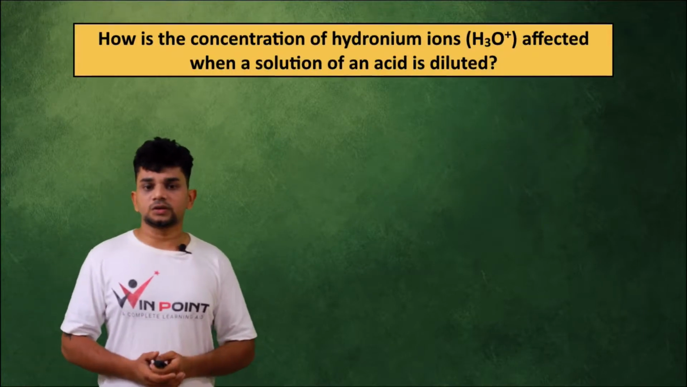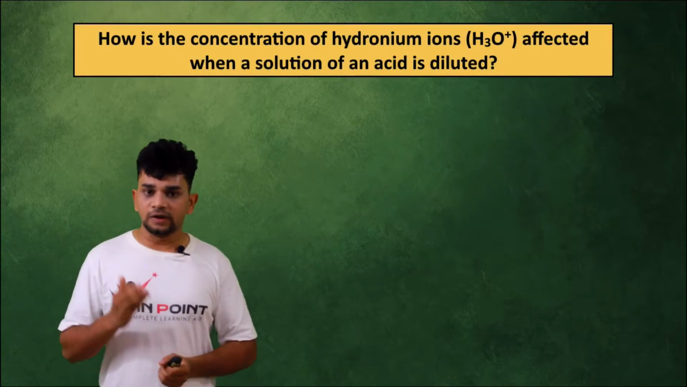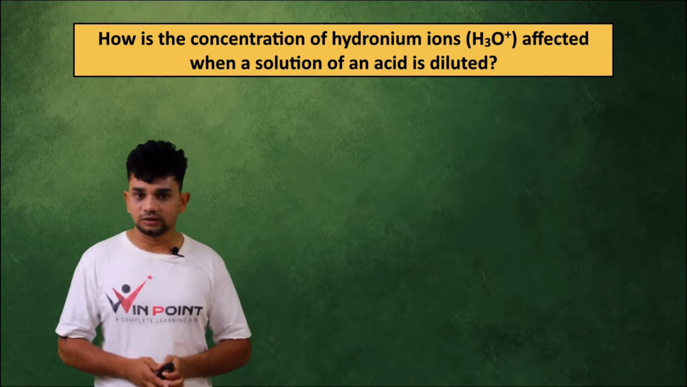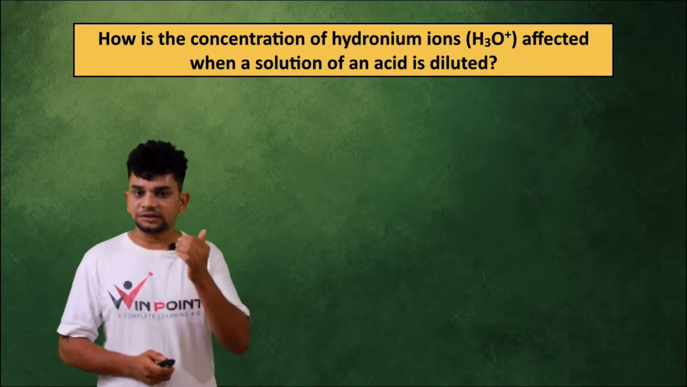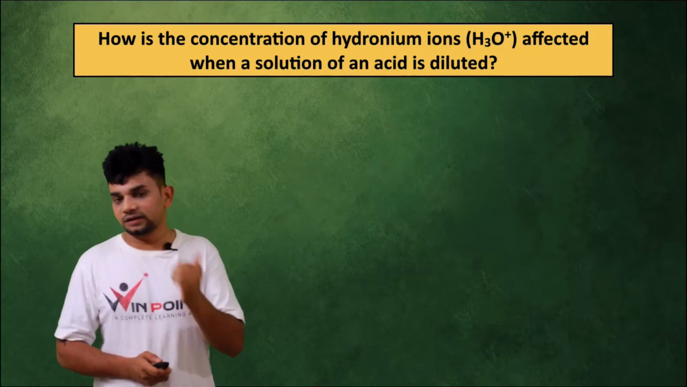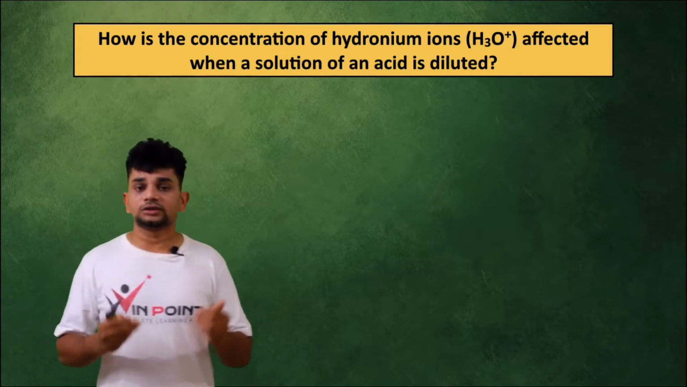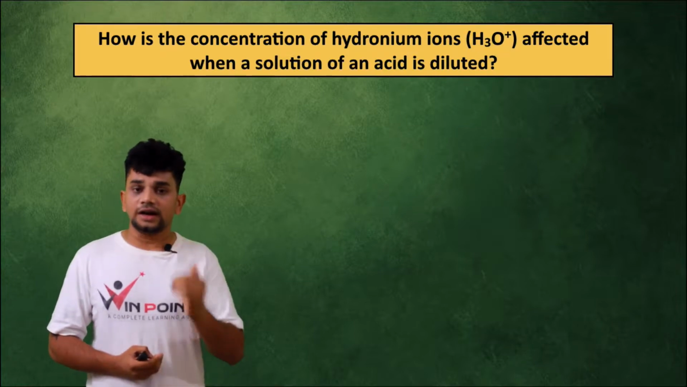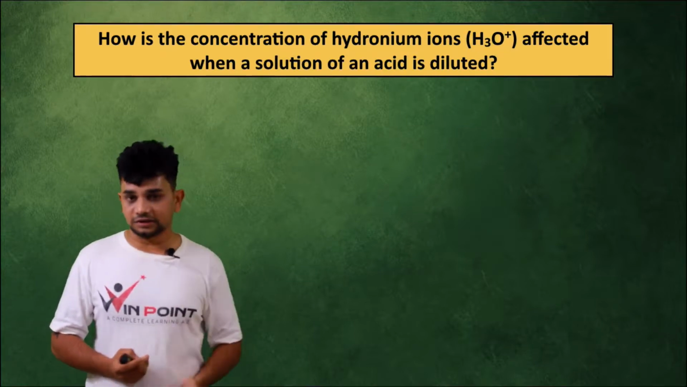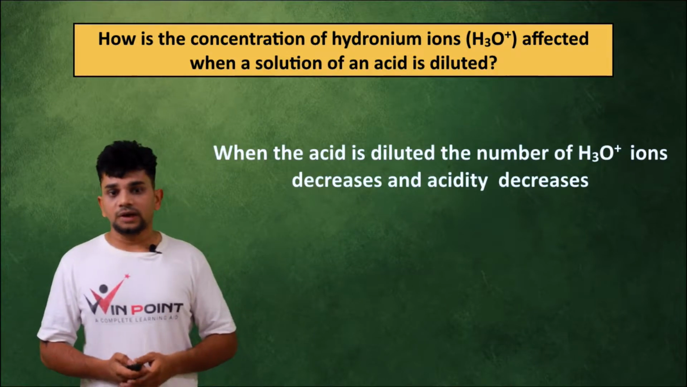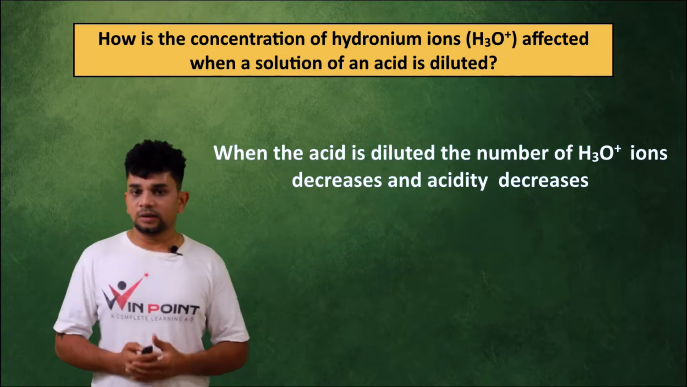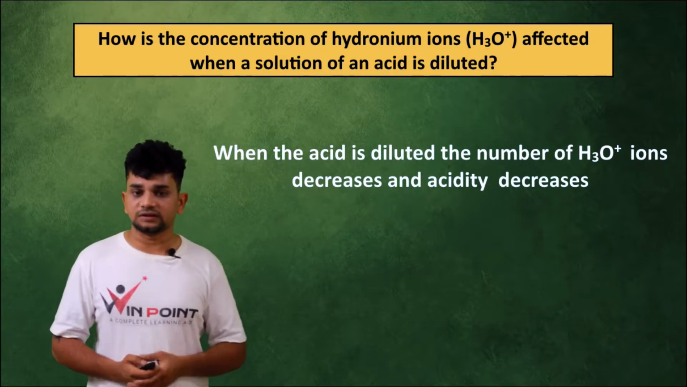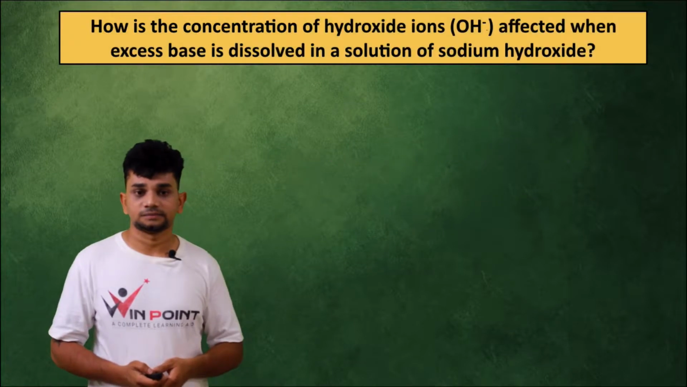How is the concentration of hydronium ions affected when a solution of an acid is diluted? When we are diluting, the acidity is decreasing, right? When the acidity is decreasing, the number of H3O plus ions is decreasing. The acidity decreasing means the hydrogen ion concentration is decreasing. When the acid is diluted, the number of H3O plus ions decreases and acidity decreases.